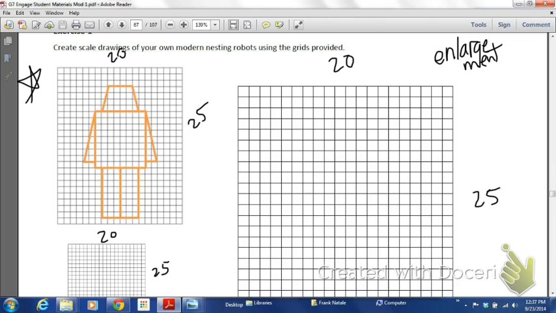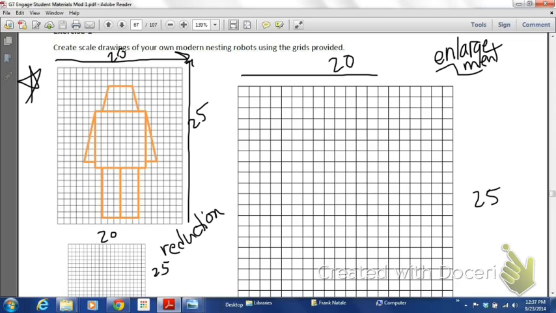Okay, so you're going to do the enlargement over here, and you're going to do the reduction down here. But very, very important is that all three of them are 20 units by 25 units. Okay, they're all 20 by 25.